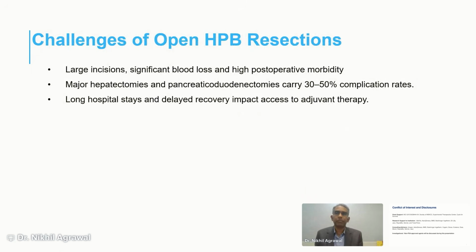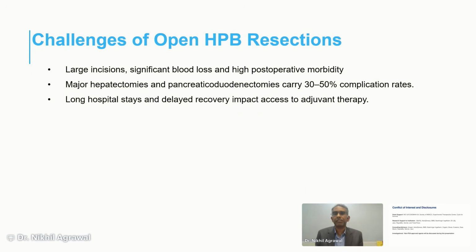There's significant blood loss, and operative morbidity as well as mortality is on the higher side. Now, when we talk about surgery for gallbladder cancer, we have to do a radical cholecystectomy. For hilar cholangiocarcinoma, it's an extended right or left hepatectomy, sometimes with vascular resection and reconstruction.